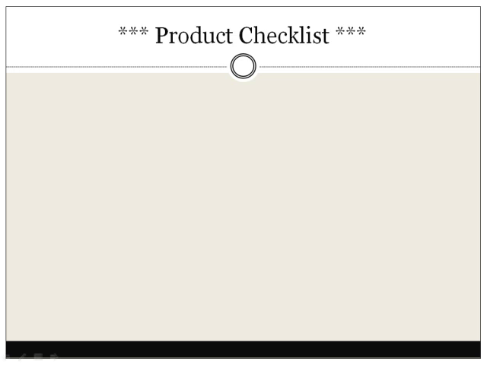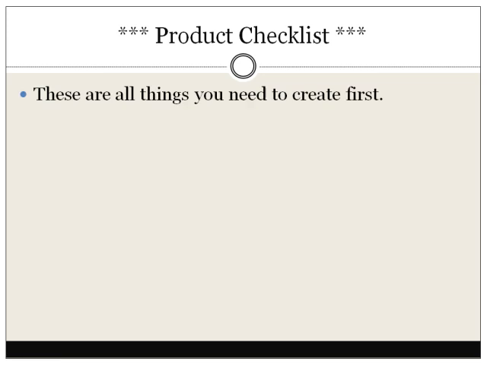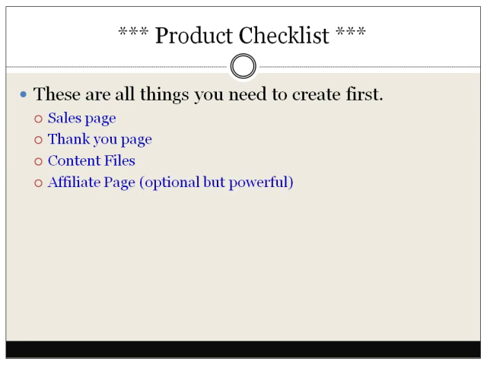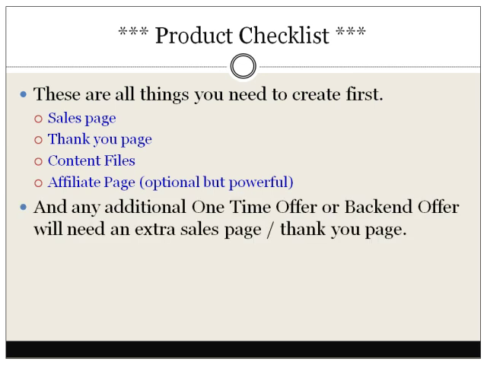So, product checklist, this is something that you will need to jot down. I'd say the most important part of this specific video. These are all things that you need to create first. You need to create the sales page, thank you page, content files, and you're going to need to zip those files up. You're going to need to have the affiliate page. This is optional but powerful, and I'm going to talk more about this and how to create the affiliate promotional tools later on. And of course, any additional one-time offers or back-end offers will need extra sales pages and extra thank you pages. So in other words, if you're going to add a one-time offer or a back-end offer, you're going to need to have additional pages for these.